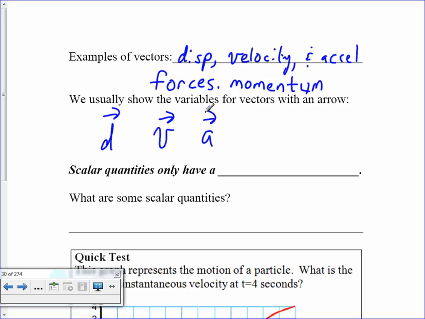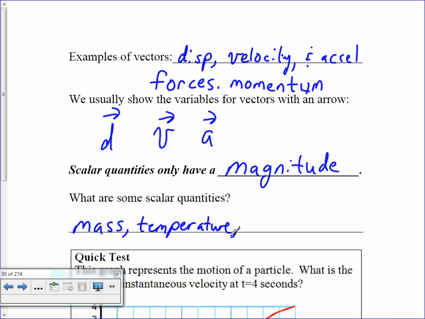Now, in contrast to vector quantities, scalar quantities only have a magnitude. So what are some scalar quantities that you consider? These are quantities that do not have a direction associated with them. Well, for example, mass, that doesn't have a direction associated with it. Temperature, volume, area, those sorts of things.